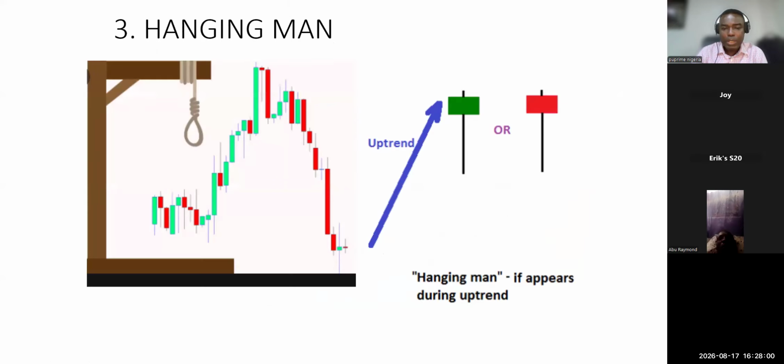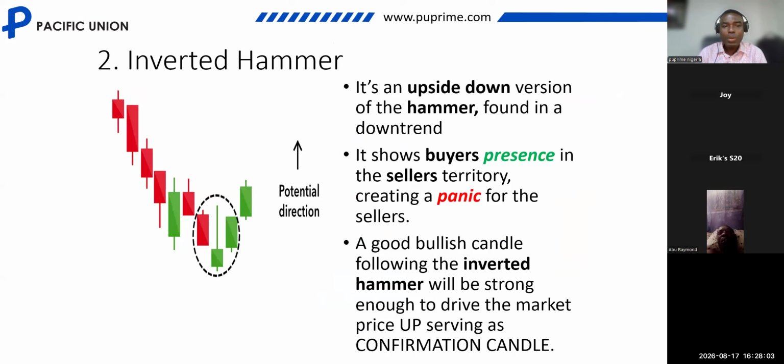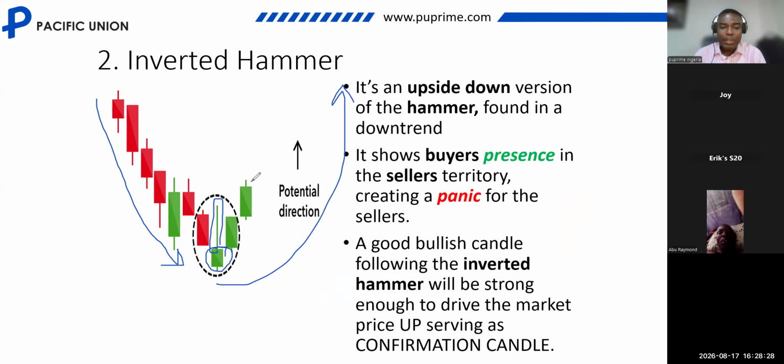Now, I'll show a couple of other patterns. The next one that looks similar to the hammer is called the inverted hammer. While the hammer has its lower shadow facing downwards, the inverted hammer is formed at the bottom of a downtrend like the hammer. It has a short body and a long upper shadow. The shadow is facing upwards. And this one too can generate a bullish signal. It also will need to have that confirmation candle.